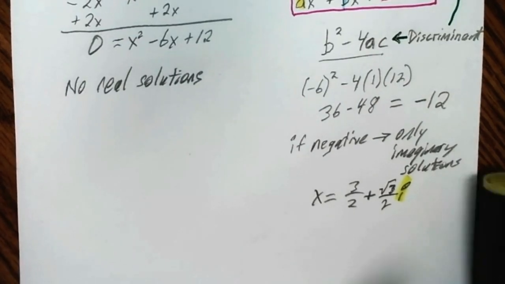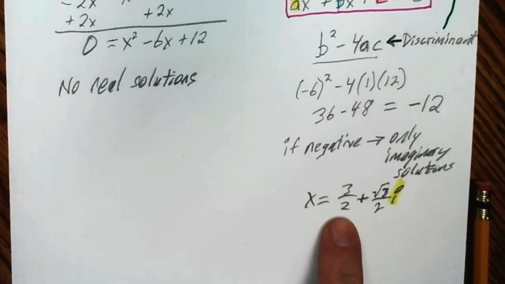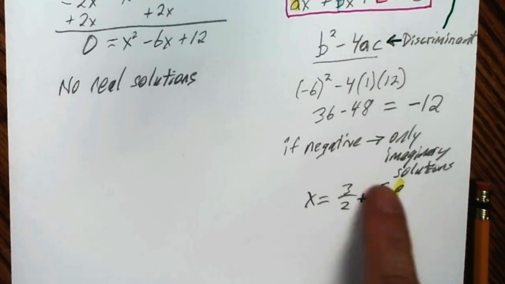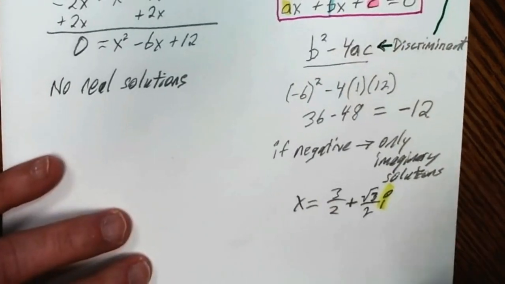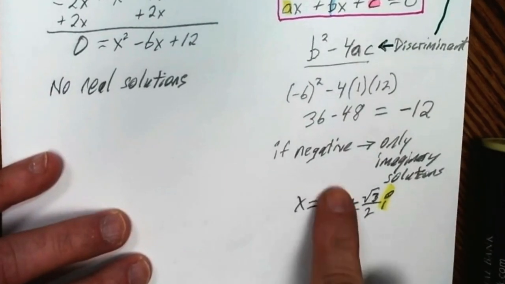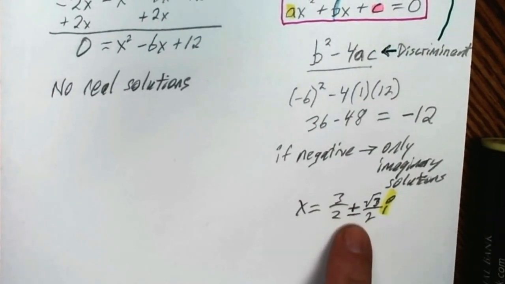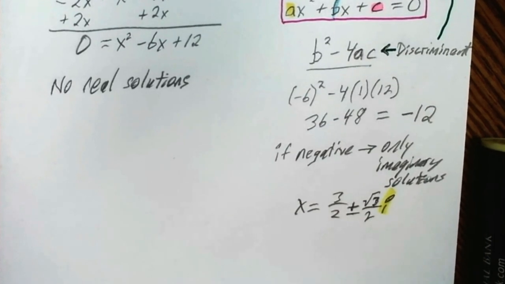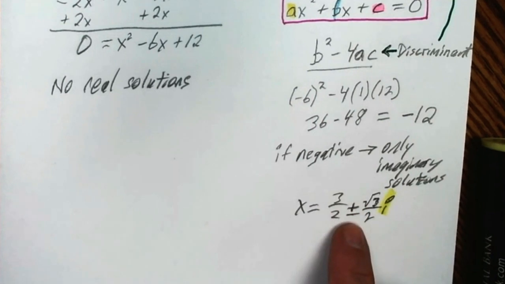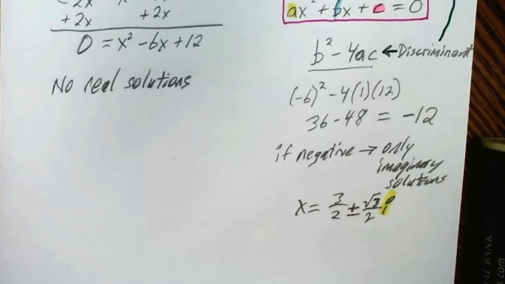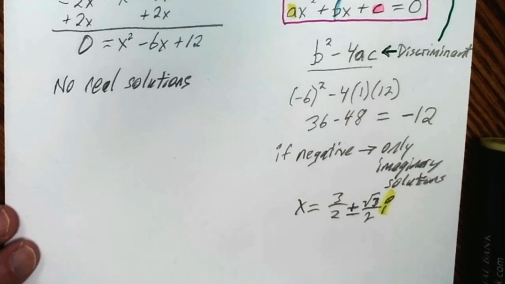So this is a complex number. This has got a real part and an imaginary part. This is not a real number. This is an imaginary number. And this actually has plus or minus. It's going to have two answers: 3 halves plus or minus the square root of 3 over 2i. Imaginary solutions, which means if we graph this, we won't see the solutions because we don't have an imaginary graph paper. We have real graphs. No real solutions. So that tells me right away I don't have to continue working this problem.